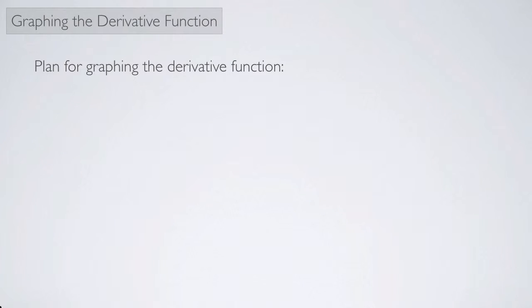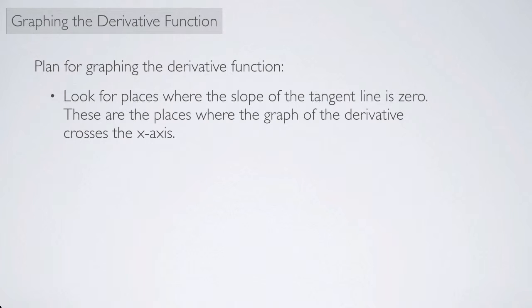So now let's look at the plan for graphing the derivative function. And there's 3 basic steps. Step 1, look for places where the slope of the tangent line is 0. Those are usually the easiest things to find. Those are the places where the graph of the derivative function crosses the x-axis.